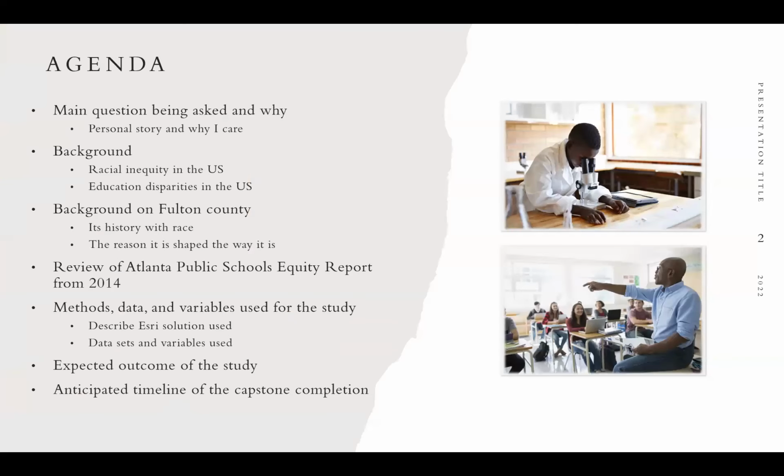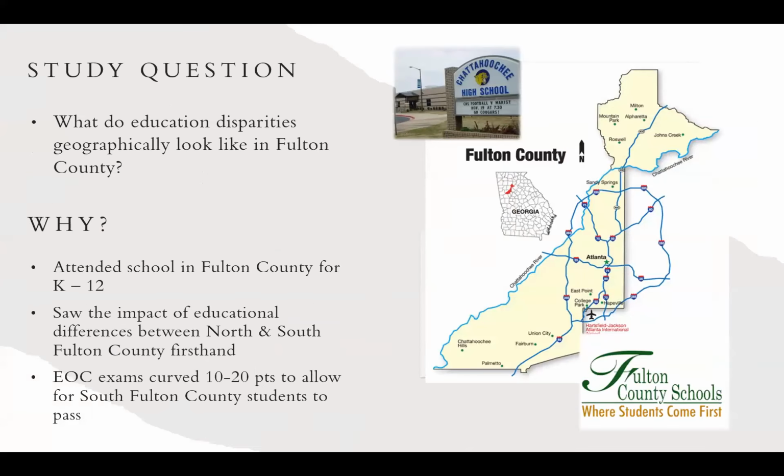So today's agenda, we're going to go over the main question and why I care about it, the reason I chose this project. We're going to go into the background of racial inequity in the U.S. and educational disparities in the U.S., focus on Atlanta, background of Fulton County with its history and race, and the reason it's shaped the way it is. And then we're going to review the equity report. We're going to go over data, methods, and variables for the study, and expected outcome of study and timeline. So my study question is, what do educational disparities geographically look like in Fulton County?